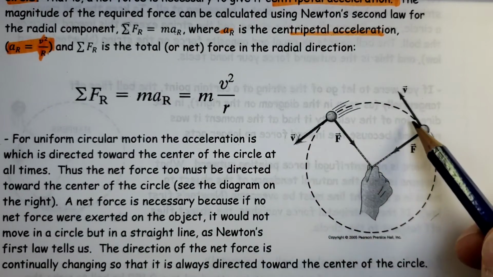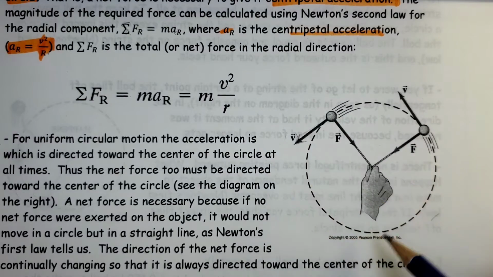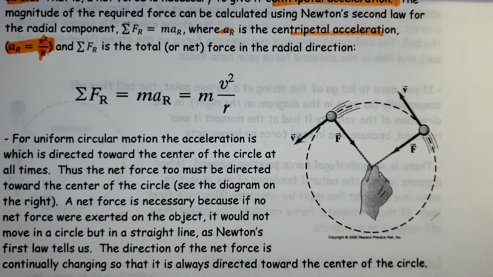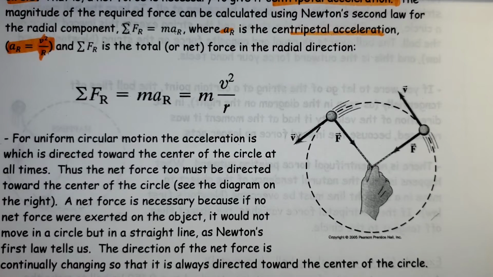If the magnitude stays the same, i.e. you can see these arrows are the same length, but the direction is changing, so technically it is a change in velocity. If you're going around in a circle in your car going 20 kilometers per hour, you're changing your velocity. Even though you're going 20 kilometers per hour, you're changing your direction.